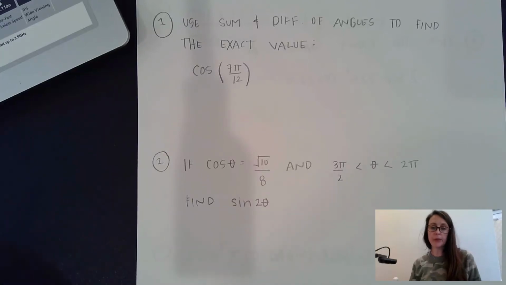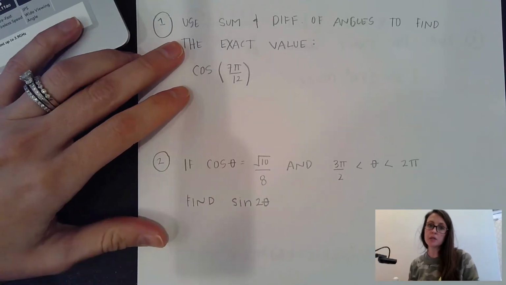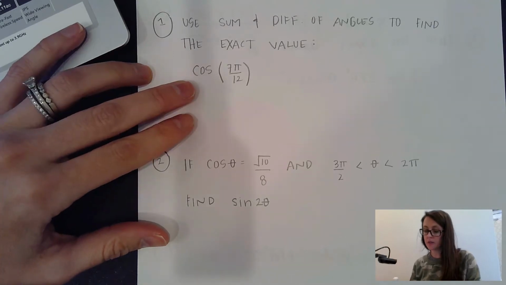Good morning. So we are going to review a little bit for your quiz. Here are some questions that I want you to start working through. It says use sum and difference of angles to find the exact value of cosine of 7 pi over 12.